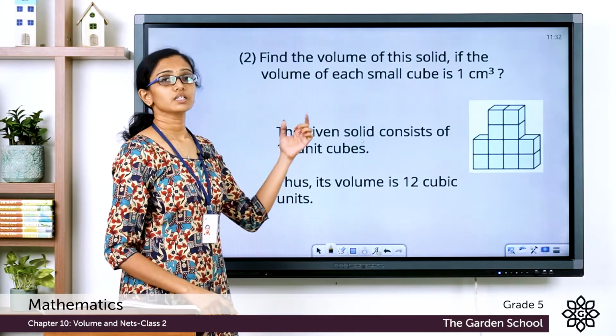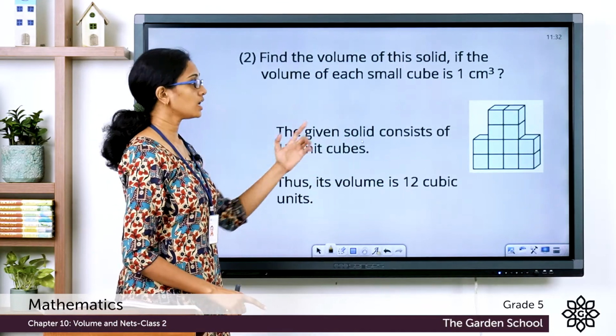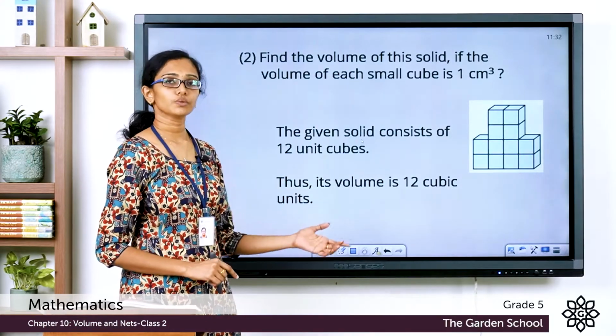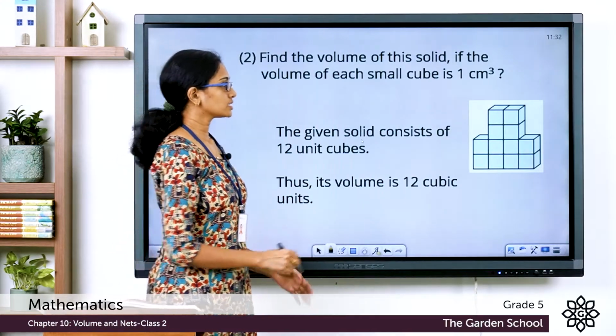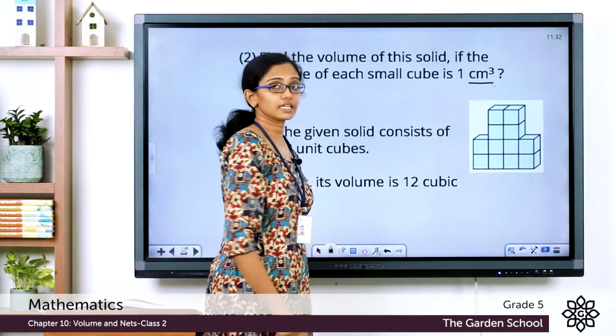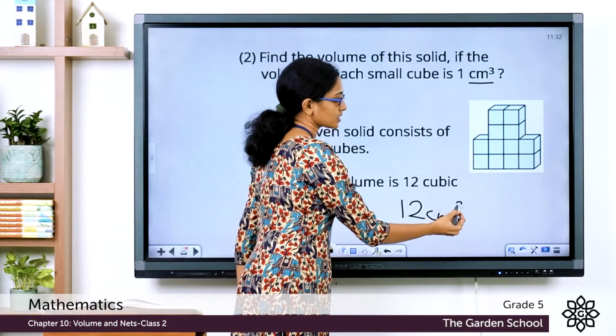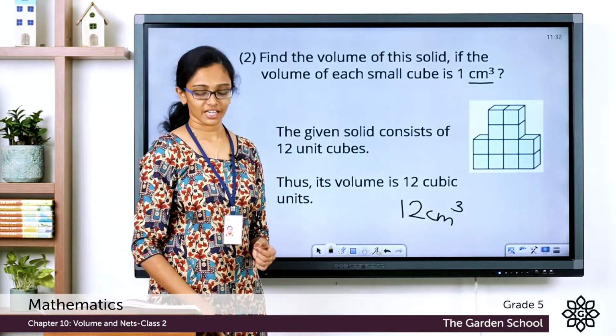So you can see the given solid consists of 12 unit cubes here and the volume is equal to 12 cubic units. Since the dimension here is given in centimeters, you can also write this as 12 centimeter cube. Hope this is clear to you.